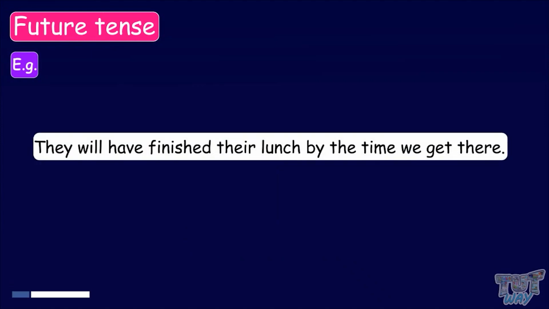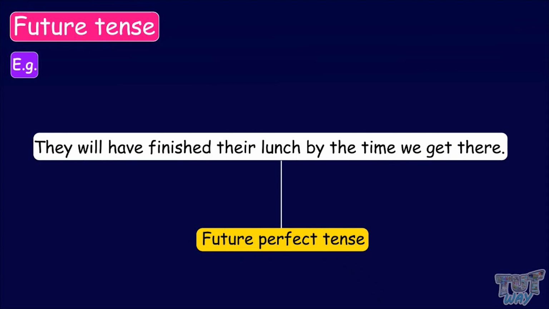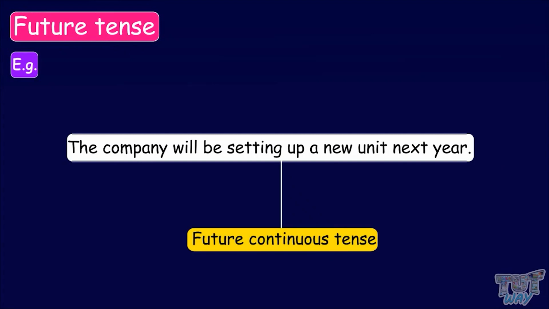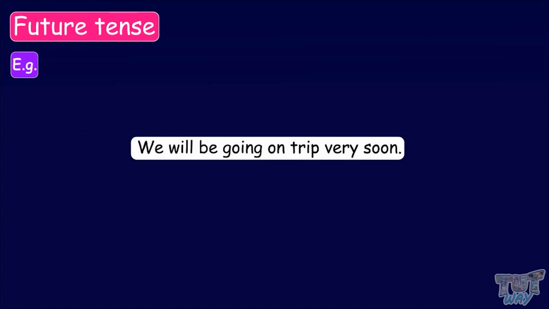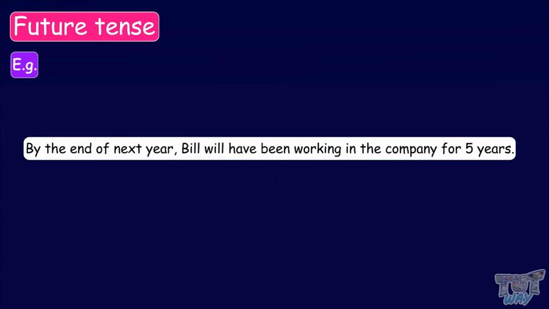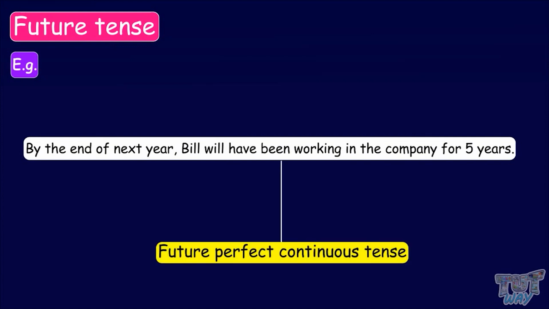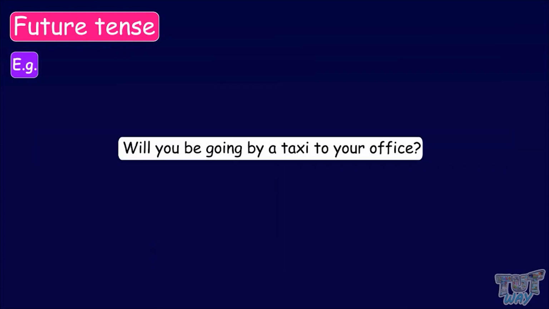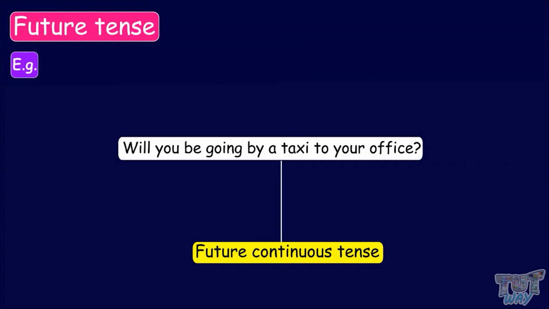They will have finished their lunch by the time we get there. Future perfect tense. The company will be setting up a new unit next year. Future continuous tense. We will be going on a trip very soon. Future continuous tense. By the end of next year, Bill will have been working in the company for 5 years. Future perfect continuous tense. Will you be going by a taxi to your office? Future continuous tense.